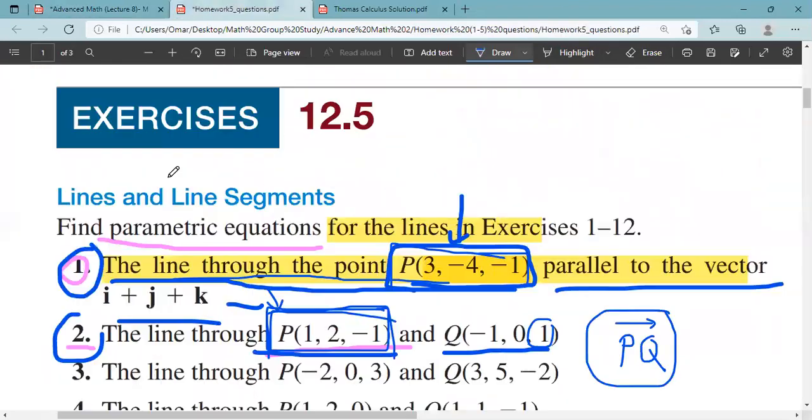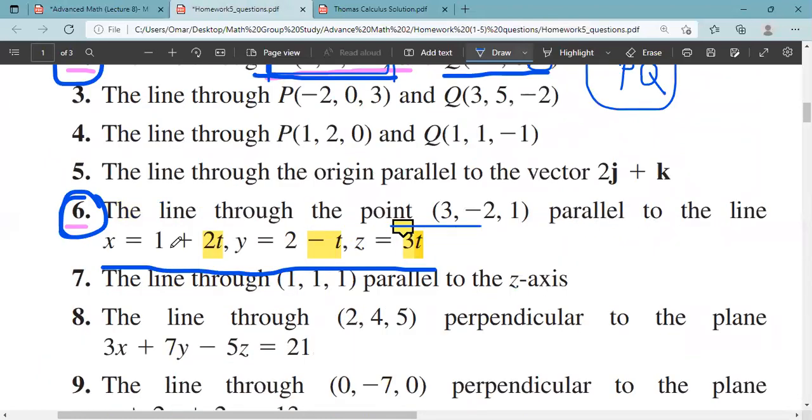Okay. So number 6. We have to find a line through this point and parallel to the line. So we have 3 equations here, right? x equal to 1 plus 2t, y equal to 2 minus t, and z equal to 3t. I have written a simple note here. You see 2t, that means our coefficient of the variable is 2, and here our coefficient is minus 1, and here our coefficient is 3. So that's why I have written a little note here, that 2, minus 1, 3 is the direction.